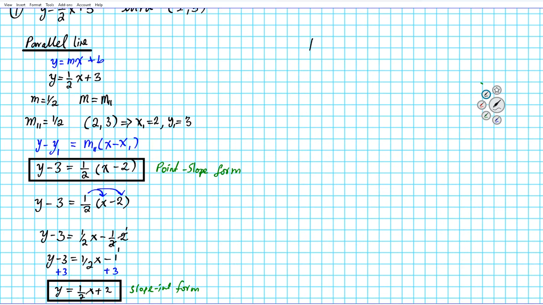Now let's do perpendicular. Very similar procedure, but there's only one little difference. All right, perpendicular line. We have y equals mx plus b, and the original line is y equals 1/2 x plus 3. Based on this form, we know that the slope m is 1/2. But in this case, we need m perpendicular.